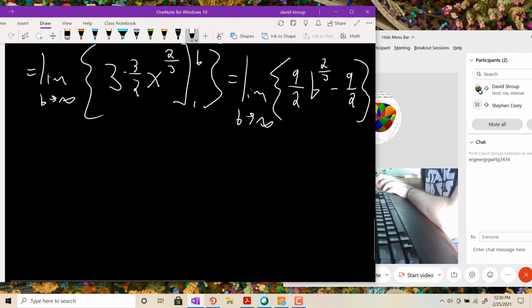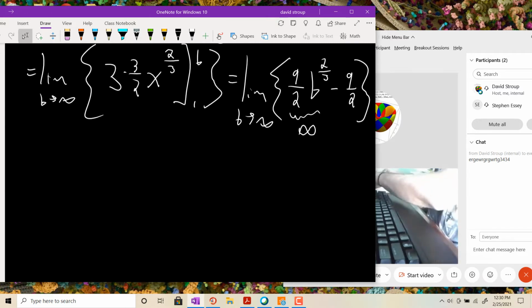And what are you ending up with? Well, this thing right here, as b goes to infinity, that's going to go to infinity. So you can imagine putting in 100 to the 3/2, 200 to the 3/2, 300 to the 3/2. You're going to get 100 times 9/2, 200 times 9/2, 300 times 9/2. It's just getting huge. And then you're always subtracting off a constant. And the constant isn't going to really do anything.